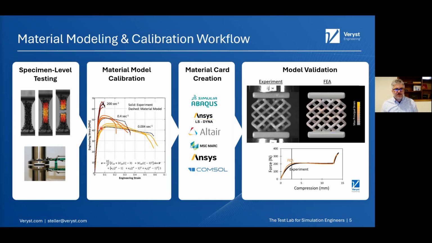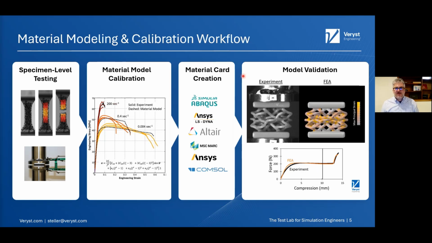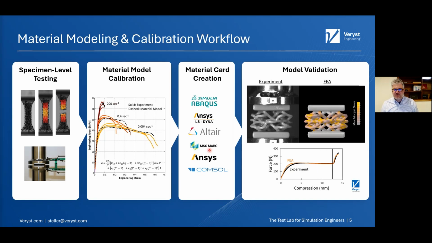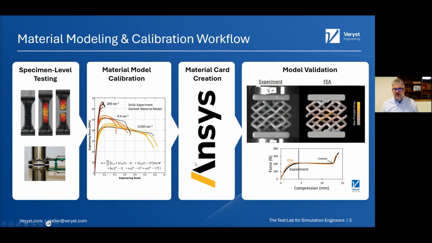And then we get that data, and the solid lines are the data, and the dashed lines here are our material model prediction. You can see this one we've done at multiple rates. Then we create a material card, and you can see there we've listed all sorts of finite element codes we work with. But in this case, we're interested today in talking just about Ansys.